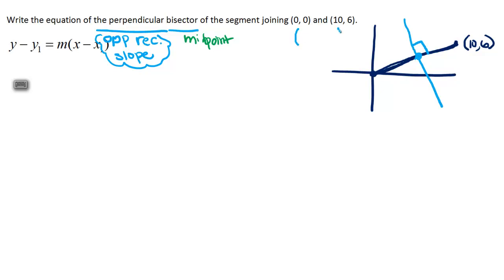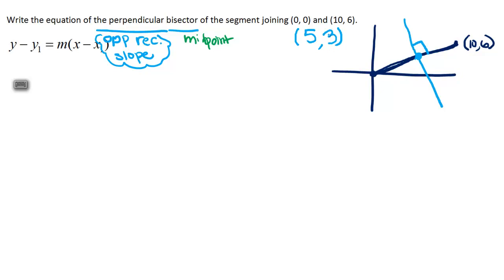Because these numbers are so nice, I can actually just look at this and figure out what my middle point is. What's the middle of 0 and 10? Well, it's 5, because halfway between 0 and 10 is 5. The math behind that: we do 0 plus 10 divided by 2. What's 0 plus 10? Yep, it's 10. Divided by 2 is 5. Okay, do the same thing for 0 and 6. That's right, it's a 3.